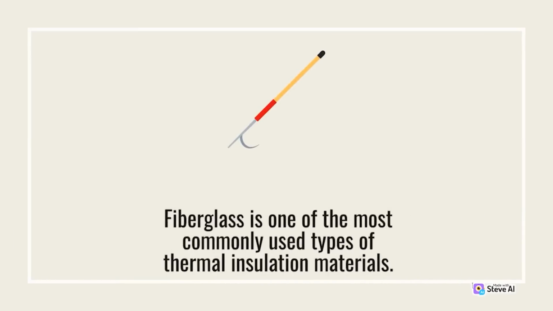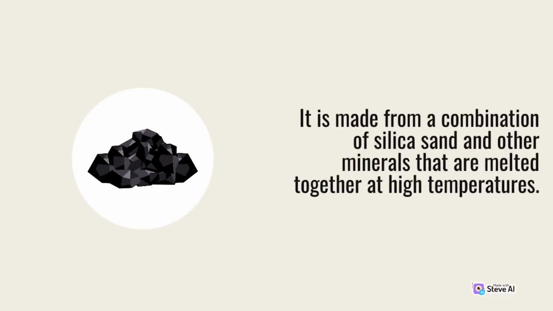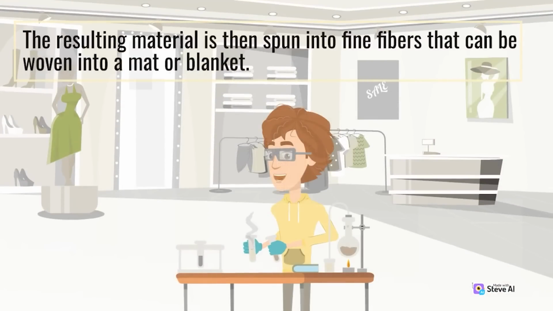Fiberglass is one of the most commonly used types of thermal insulation materials. It is made from a combination of silica sand and other minerals that are melted together at high temperatures. The resulting material is then spun into fine fibers that can be woven into a mat or blanket.